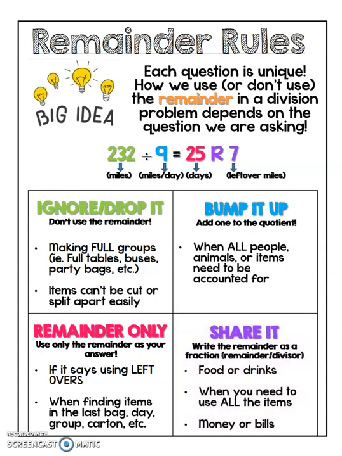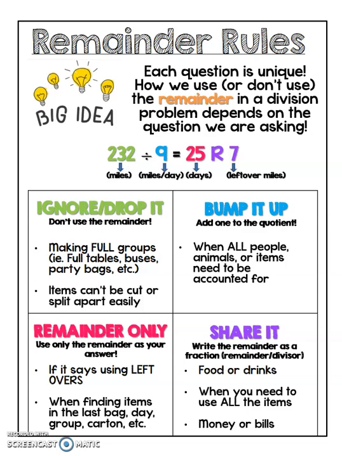And finally, we might need to share our remainder. Sharing our remainder means we're writing it as a fraction. So we would take the remainder and make it our numerator, and take the divisor and make it our denominator. In this case, that would make our final answer 25 and 7/9. We would use this when we're talking about food or drinks, or if we need to use all the items but they can be split apart easily, and money or bills. So if we're paying a bill at a restaurant with friends, we can split up the amount that we're each paying so that the entire bill gets covered.